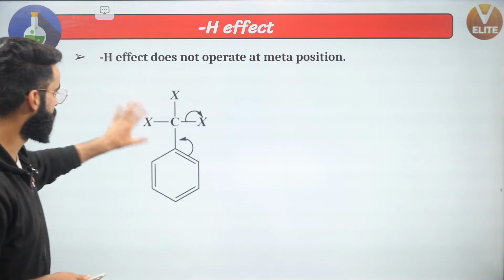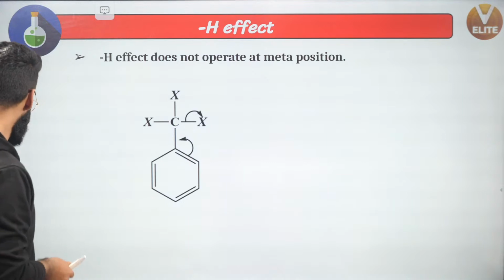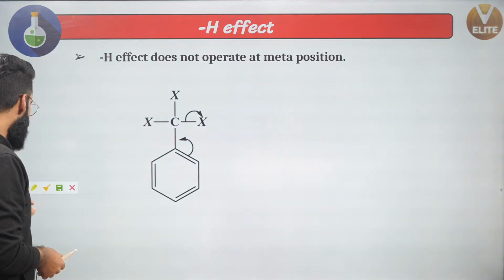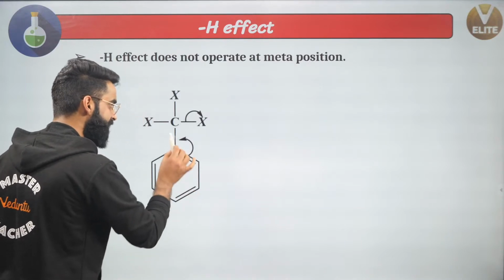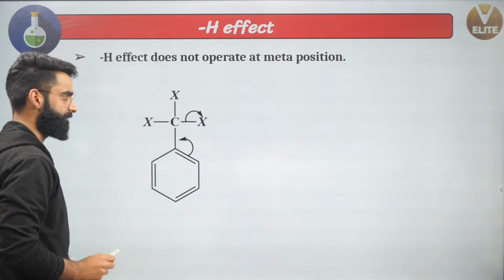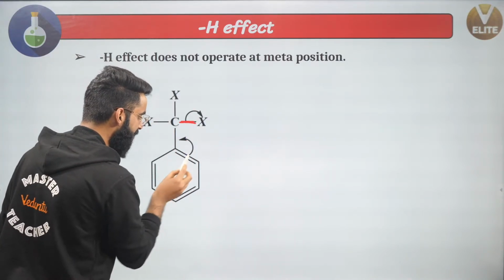See, for example, I've got a molecule right here. Now guys, understand. I have a benzene ring, which is an example of the perfect conjugated system, and with this benzene ring I have attached the group CX3. So I have this sigma and this pi.